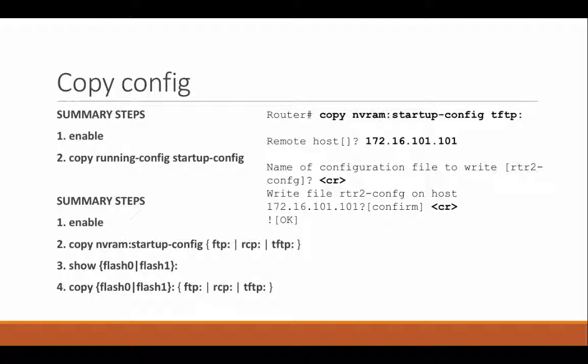So now all the places you can copy the config to, you can do enable, and then you can do copy running config startup config, or you can do copy run start, or you can do copy RS and it'll do exactly the same thing, or you can do copy NVRAM startup config to FTP, RCP or TFTP. You can show flash to see what config you've got to possibly copy, or you can copy from flash even right the way through to FTP, RCP, TFTP.